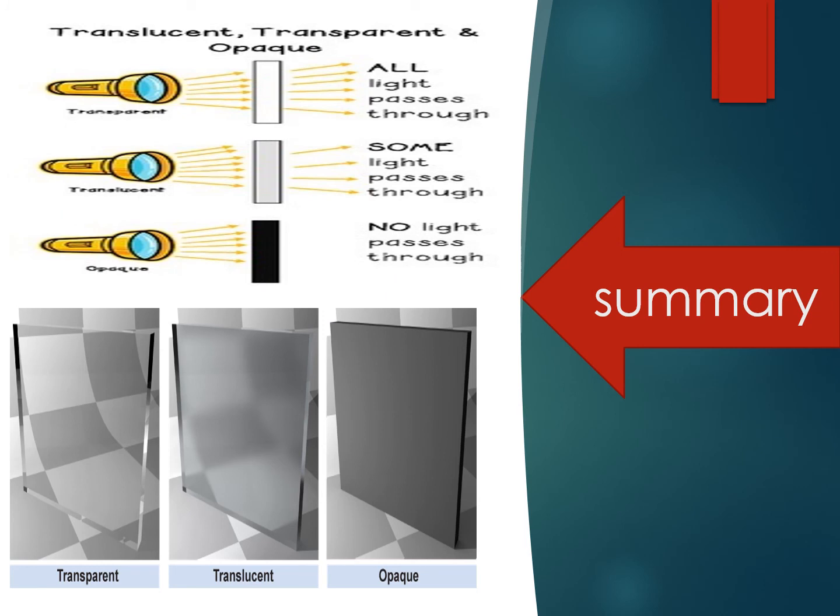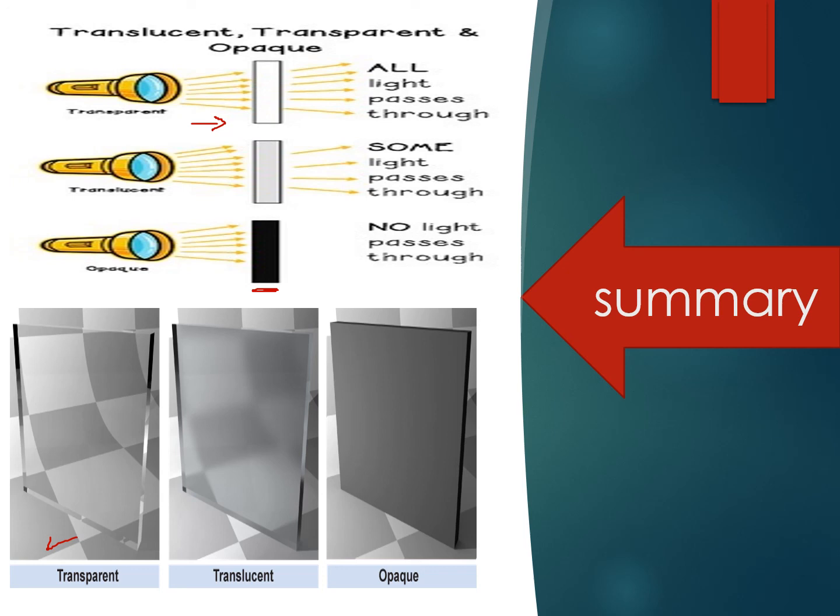Now the summary of what we explained before: translucent, transparent and opaque materials. Here is the source of light, from this side. The first one, all the light passes through, so we will call it an excellent transparent material. The second one is translucent. Why? Because some light can pass through them, not all the light. The last one, as you can see, a dark or black object, has no light passing through it, so here there should be a shadow.